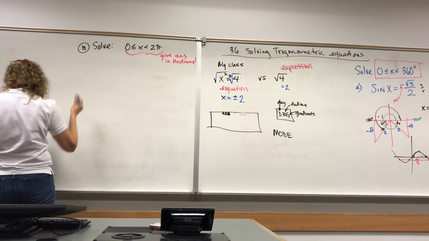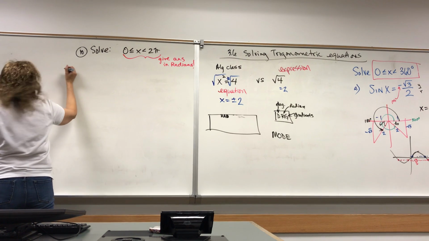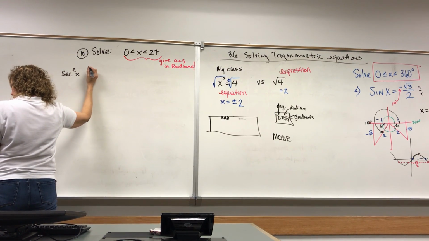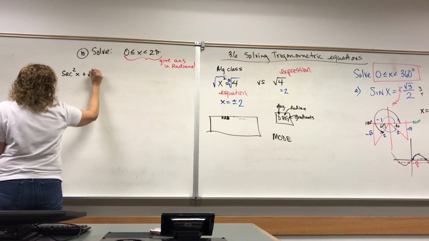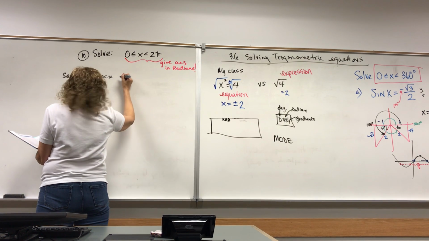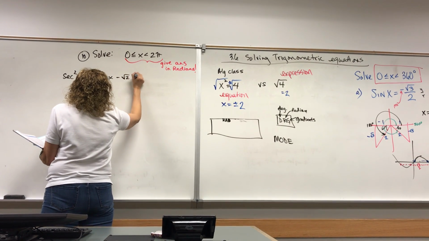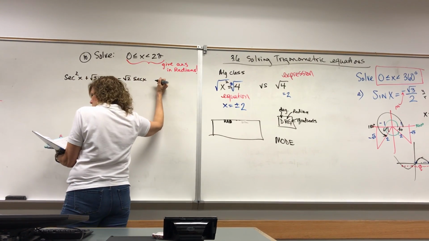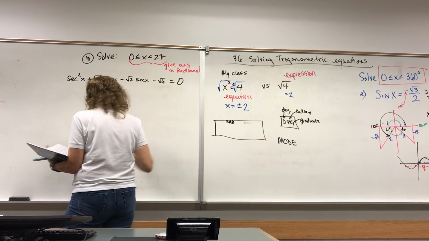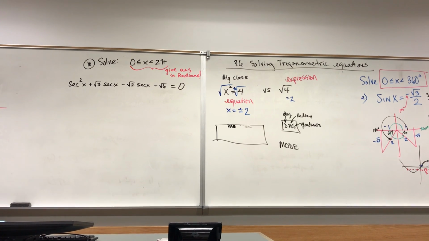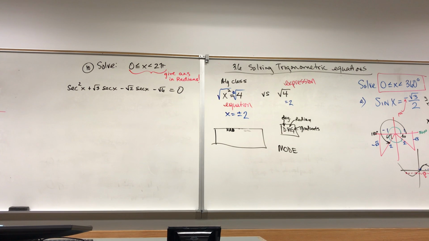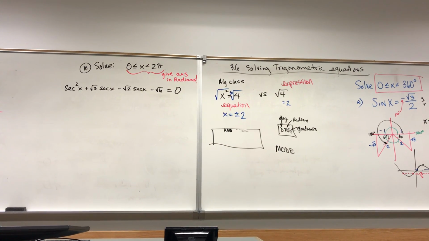All right, so what do we have going on here? We have secant squared x plus the square root of 3 secant x minus the square root of 2 secant x minus the square root of 6 equals 0. That was lovely. You're missing a 2. I'm missing a 2? And minus 2 square root of 2.